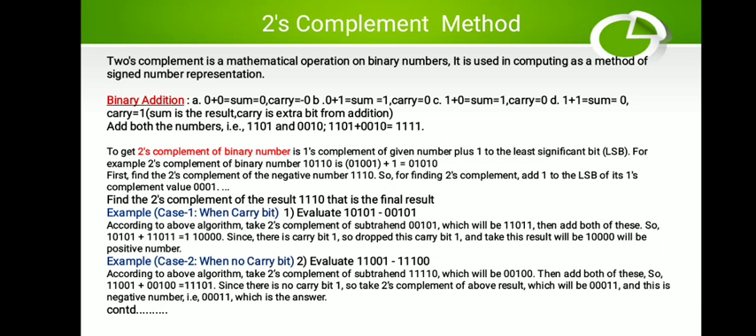1's complement 10010. Add 1 to the LSB. 1 plus 1 becomes 0. There is a carry 1, so it will become 0 1. Next bit is 0 1 0. So what we obtain is 0 1 0 1 0. This is how you find the 2's complement of the given number.